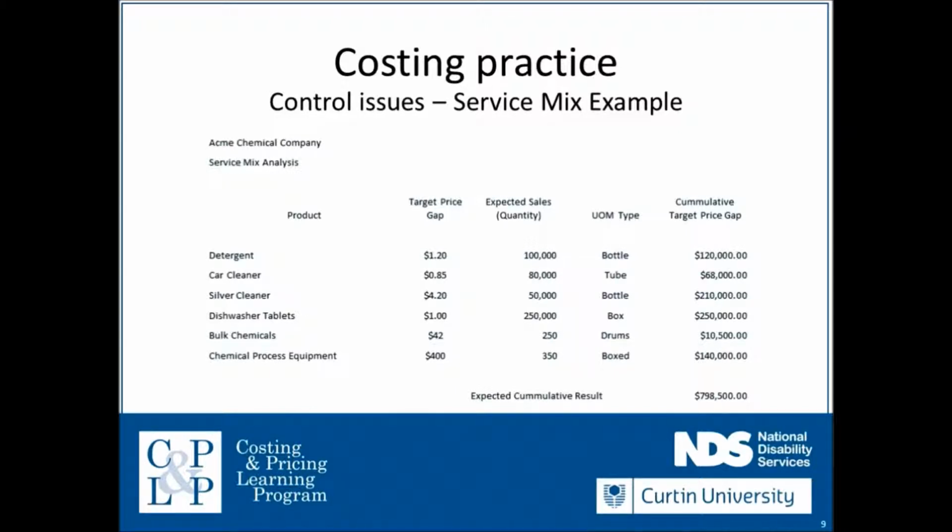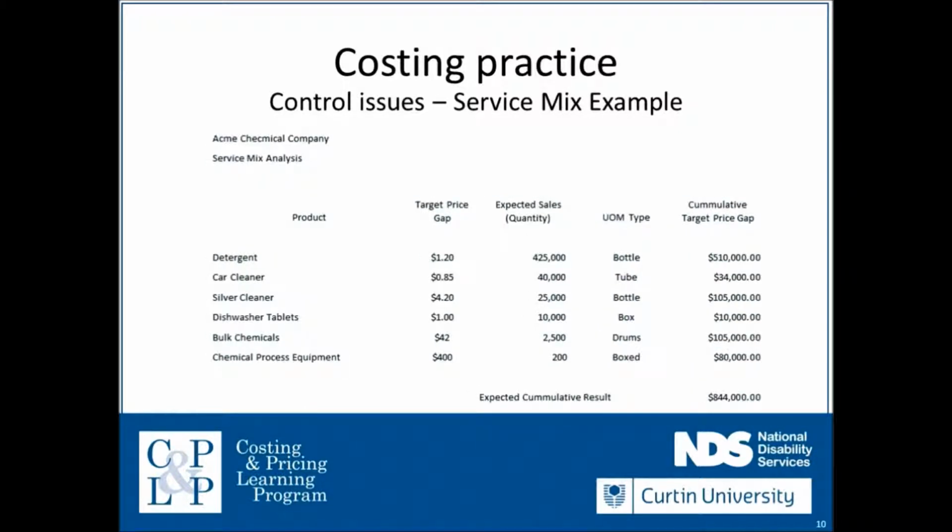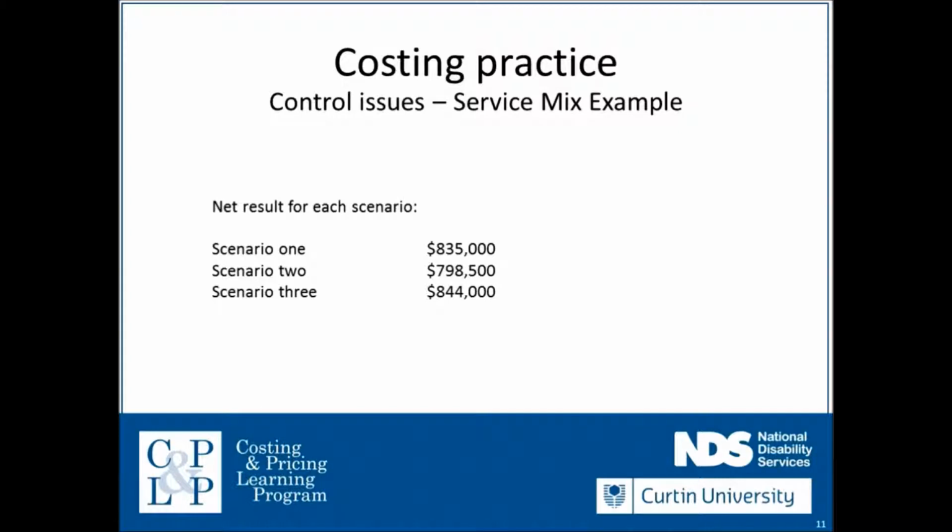Let's have a look at a third example of that, and we're just simply making up these figures to show people how the target price gap works at the cumulative service mix level. Again, we've modified the expected sales. We haven't modified the target price gap because this is a short-term view, and you can see that modifying those quantities of sales makes a difference again in terms of that expected cumulative result. Let's have a look at that exercise overall.